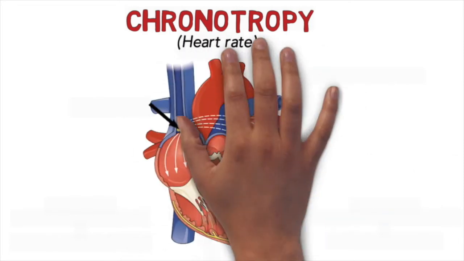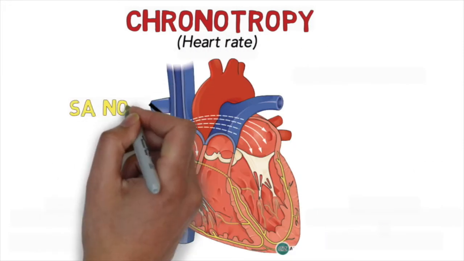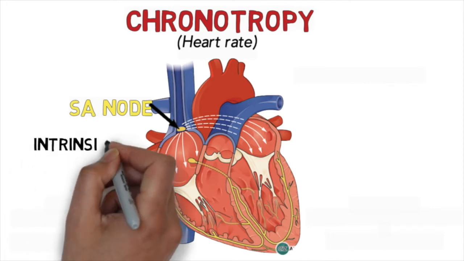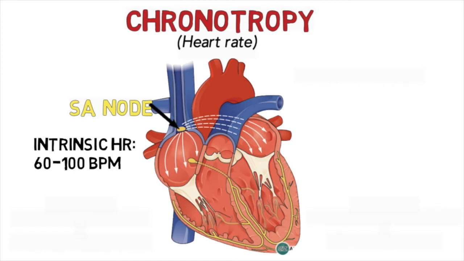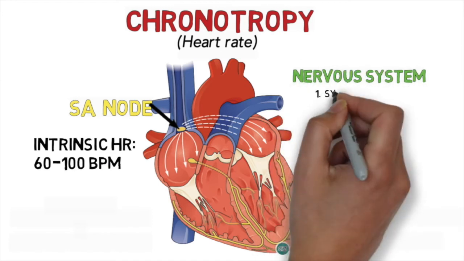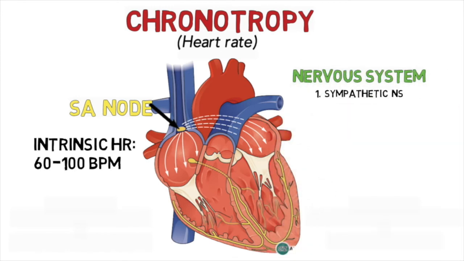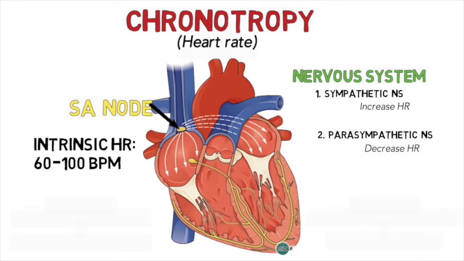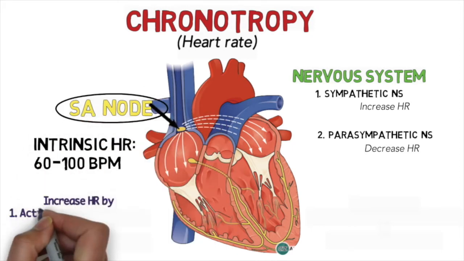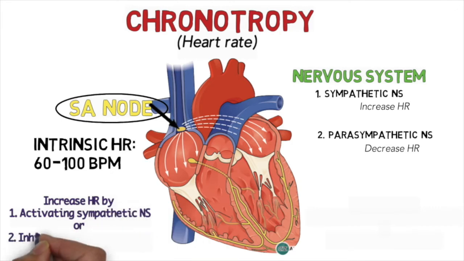So for chronotropic, we know it affects the heart rate, and heart rate is mainly controlled by the SA node, and its intrinsic rate is 60 to 100 beats per minute. But the heart rate can be increased and decreased with the help of the nervous system. The sympathetic nervous system, when activated, will increase the heart rate, and the parasympathetic nervous system will decrease the heart rate when activated. So the way chronotropic agents will alter the heart rate is by acting on the SA node. It will either activate the sympathetic nervous system or inhibit the parasympathetic nervous system to increase the heart rate.